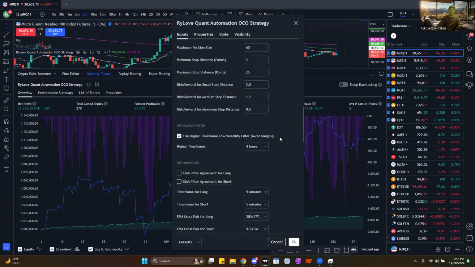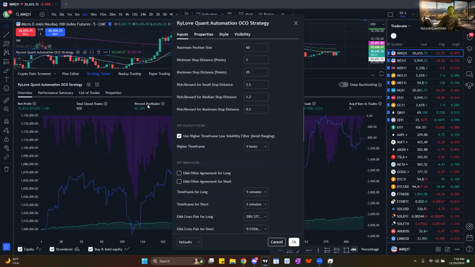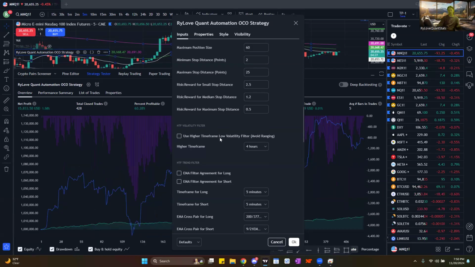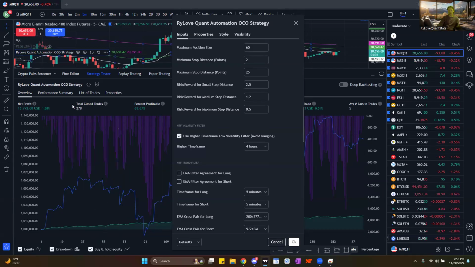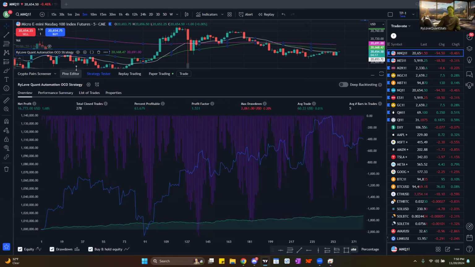And then I think the last thing that I updated here was using this higher time frame, low volatility filter. This is going to avoid ranging price action. It's not going to be perfect, but it's going to essentially mitigate some losses, increase your win rate. It does come with a good amount of trades that are negated from trading, but honestly, 300 trades on a couple months, like 3 months or so of price action, that's a lot. That's a lot of trades already.